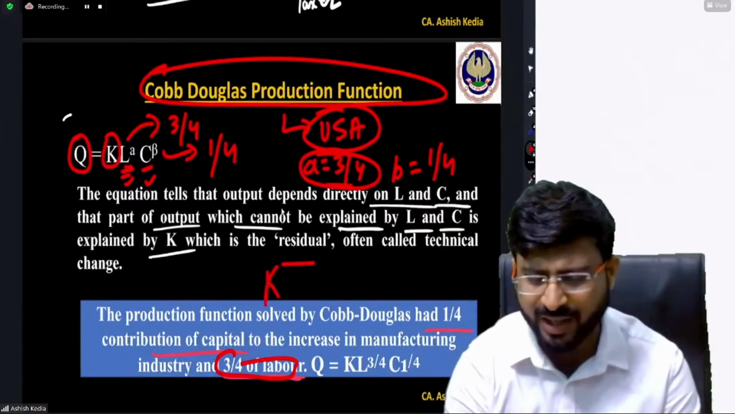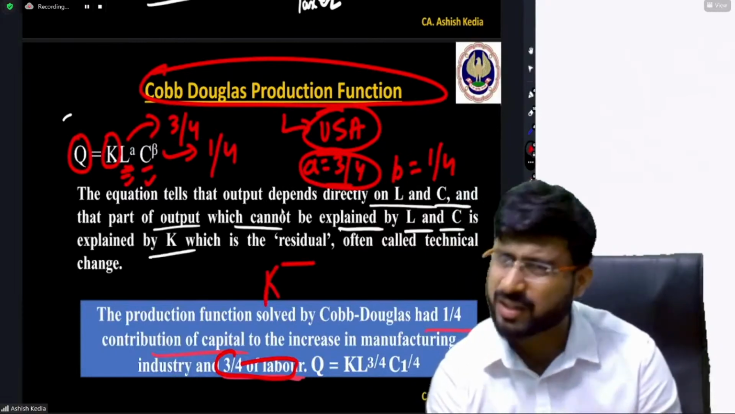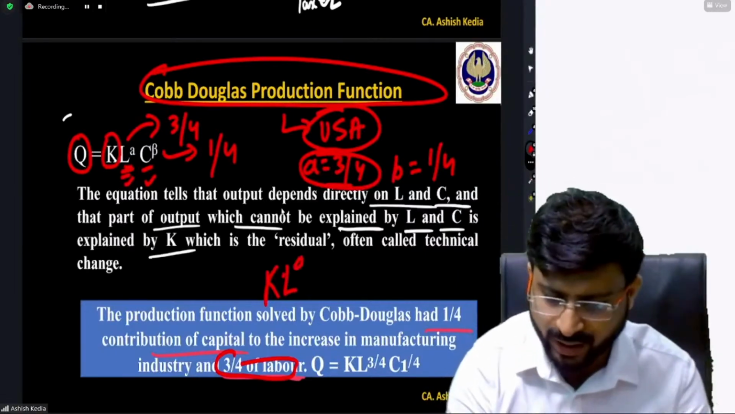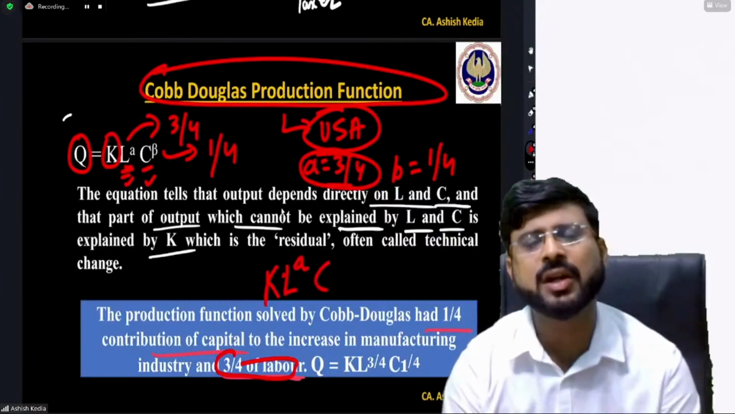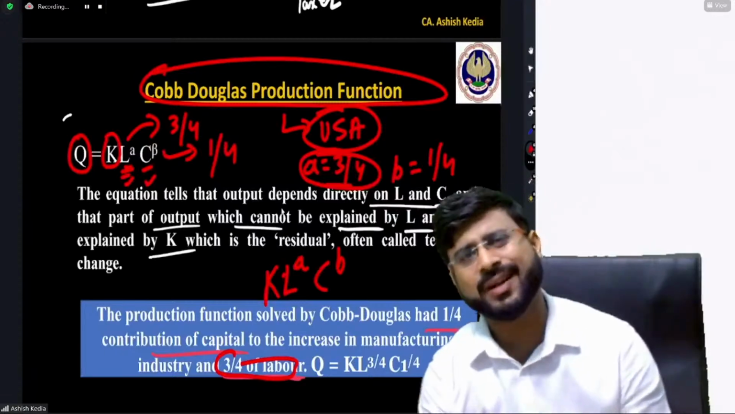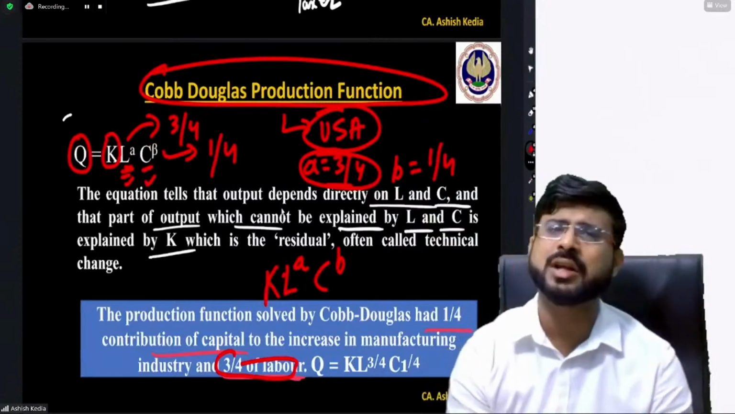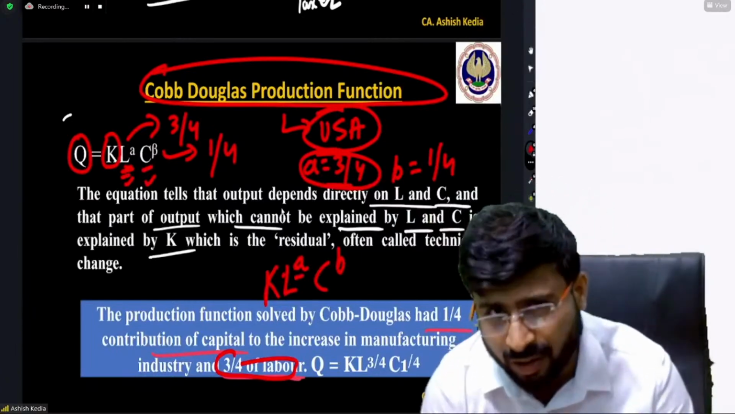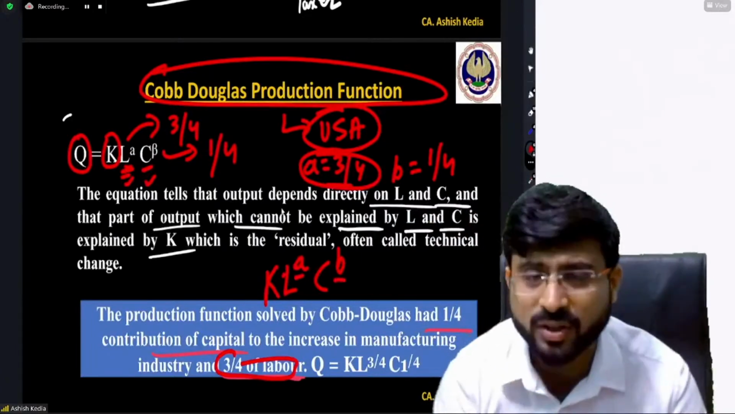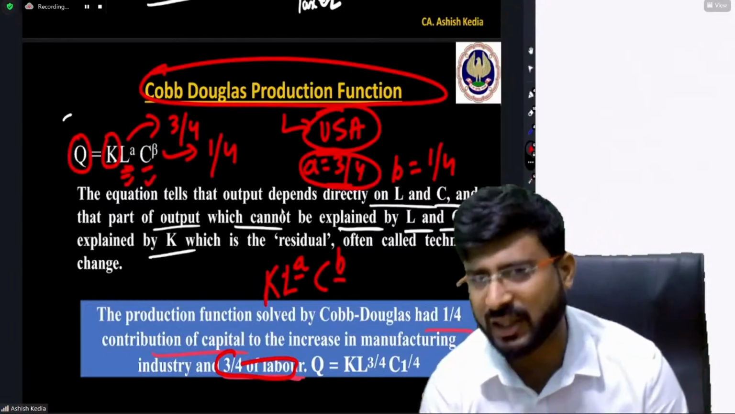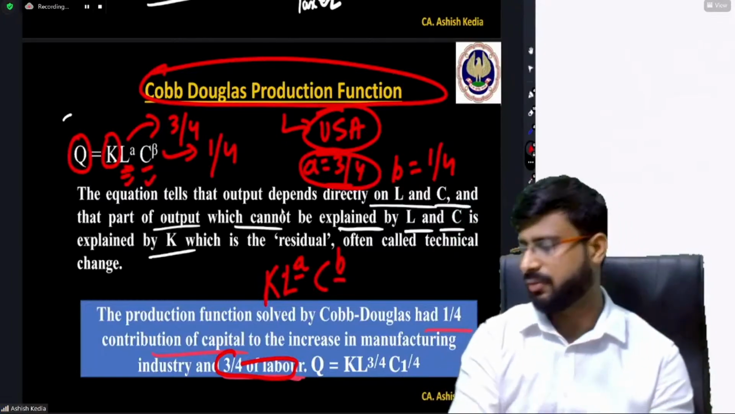And what is the equation? K is any constant. Labor is L, and L has a power A. C is capital, and capital has a power B. A represents how much is the contribution of labor and B represents how much is the contribution of capital towards the total productivity. Hopefully it's crystal clear, everyone.